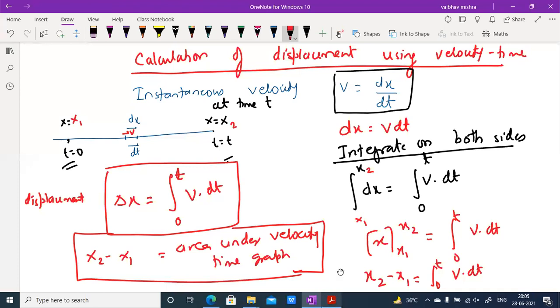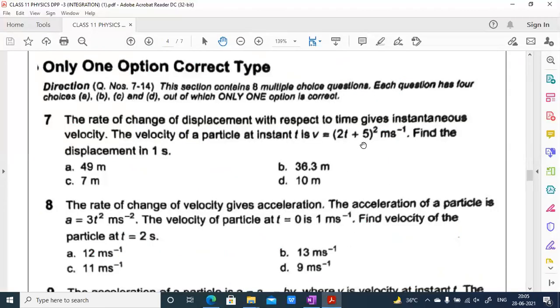Like in this question, velocity is given as 2t plus 5. Find the displacement. Displacement will be integration of v dt, limit from 0 to 1. Did we do this question earlier? I don't think so. Solve question number 7. इंटीग्रेशन अभी हमने पढ़ा है, आपको इसमें अप्लाई करना है. सॉल्व, आई एम जस्ट कमिंग इन.